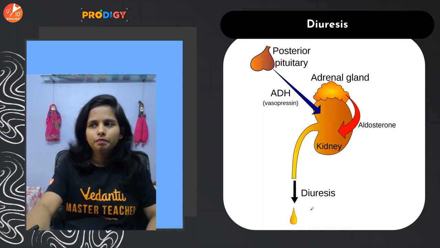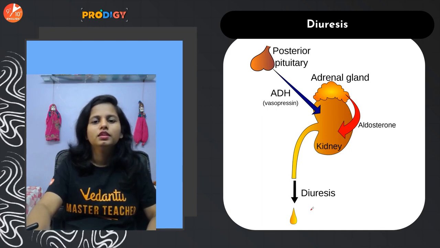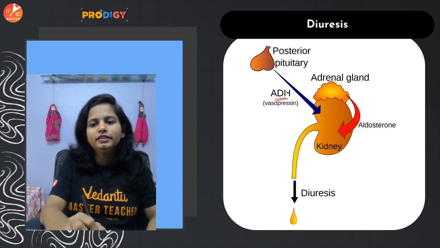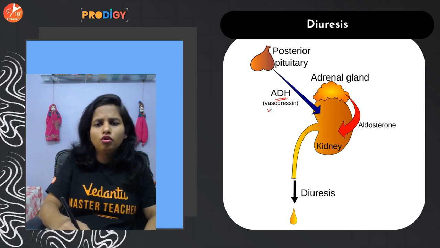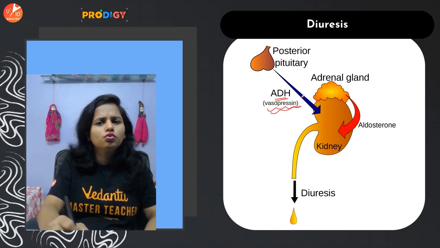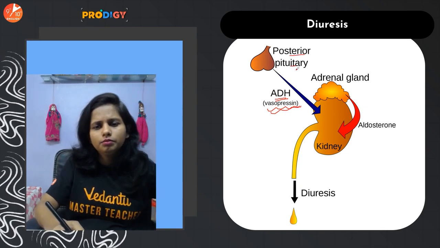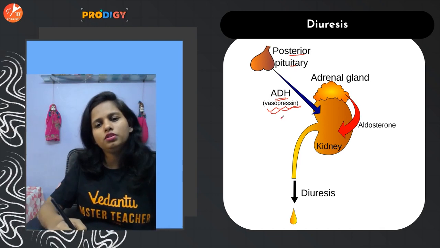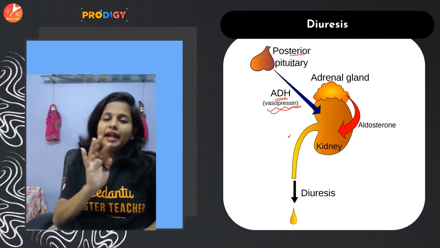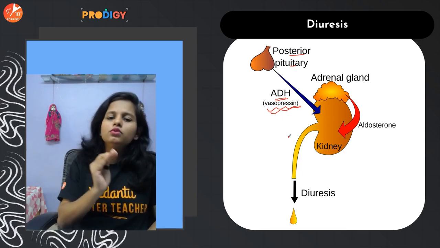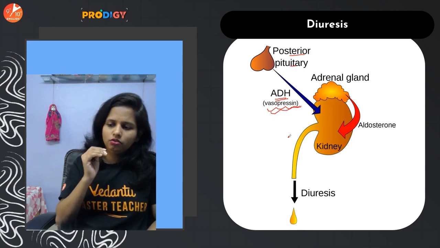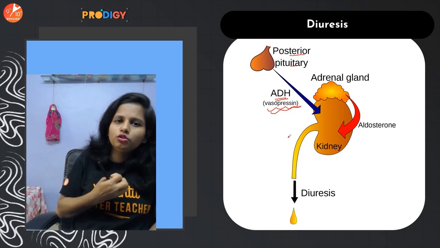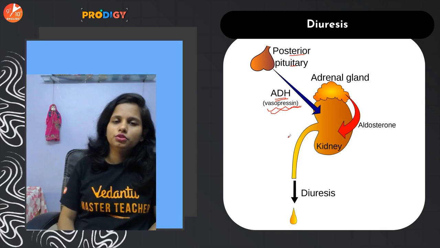And the urine output is definitely regulated by a hormone, and that hormone is ADH, anti-diuretic hormone, also called vasopressin. The posterior pituitary gland secretes this hormone ADH, and because of ADH, anti means against, it will reduce the output of urine. It will promote the reabsorption of water, and thus the volume of urine will be reduced.